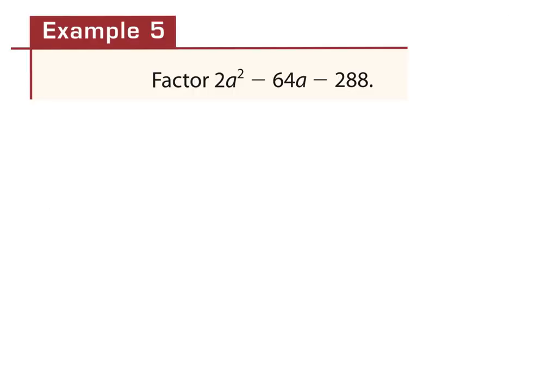For this particular one, my greatest common factor is what I want to take out. And I'm going to take out that 2. So I'm going to say, what happens when I do 2 divided by 2? A2. I just have my a squared. What about the 64 divided by 2? There we go. And what about this last one?